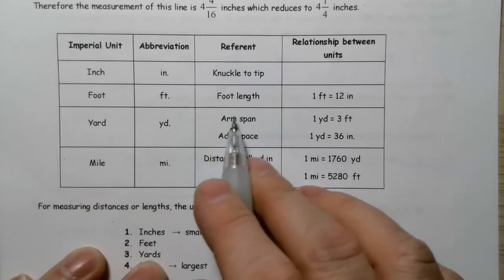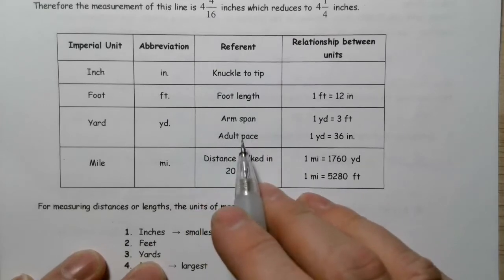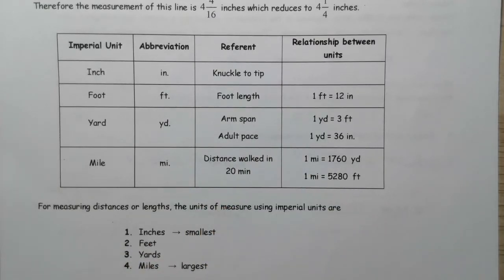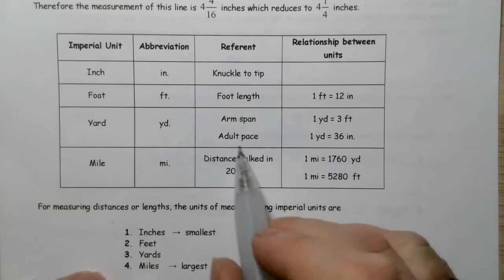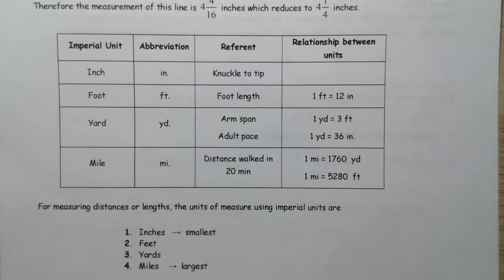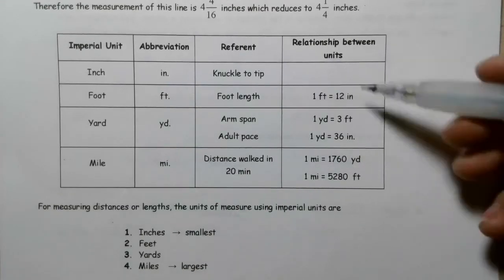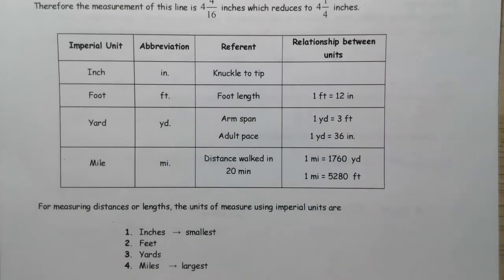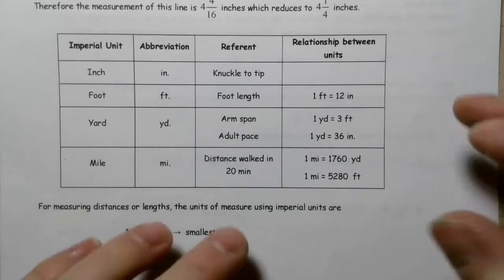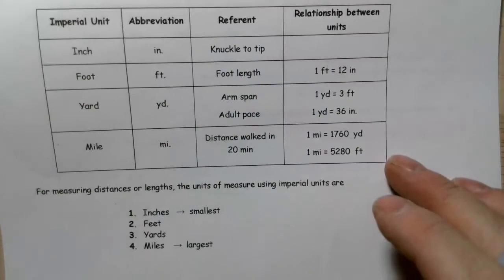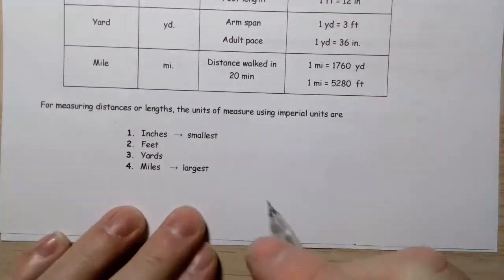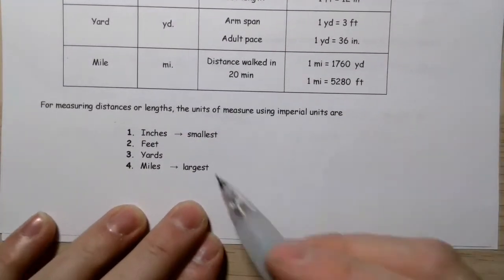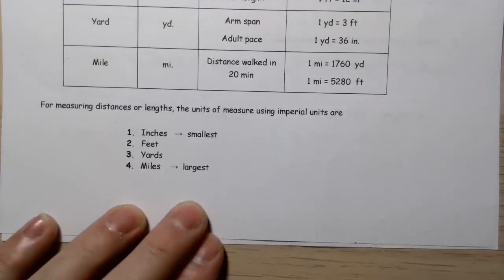A yard is about an arm span or an adult pace. If you've ever played touch football out in the field someplace, oftentimes that's how we count out the yards, right? We just walk it out. And a mile is roughly the distance that you would walk in about 20 minutes. So here are the more specific conversions between the units in the system, and these are the ones that we're going to use. So for measuring distances or lengths, the units of measurement in the imperial system are inches, feet, yards, and miles.